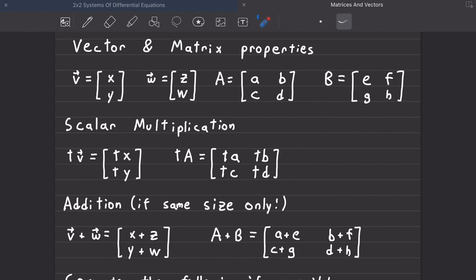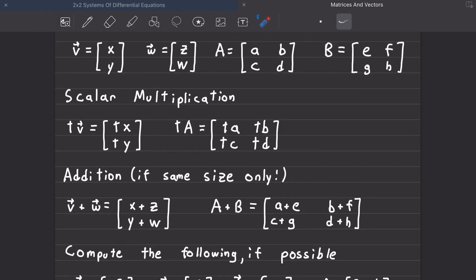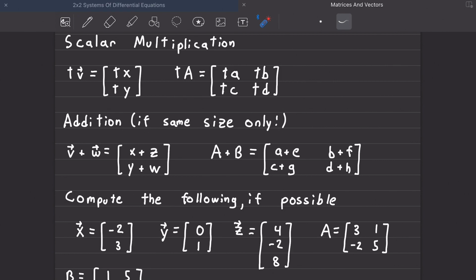So maybe something to keep in mind generally is that vectors are, I guess, just like a version of matrices. So that's why this kind of works for both of them. So tA is just the same thing as you multiply each one of the entries by t. And that works out pretty nicely. And then next we have the idea of addition.